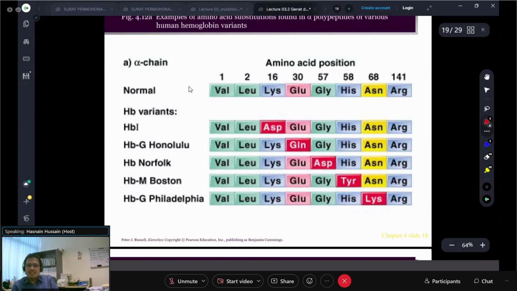Okay, so you can see in the alpha chain, the normal will have this sequence. Usually, the changes were found at positions number two, number 16, 30, 57, and so on, and these were found in samples from Honolulu, Hawaii, then Virginia, Massachusetts, and in Philadelphia, for example. So different locations that have slightly symptomatic anemic problems.